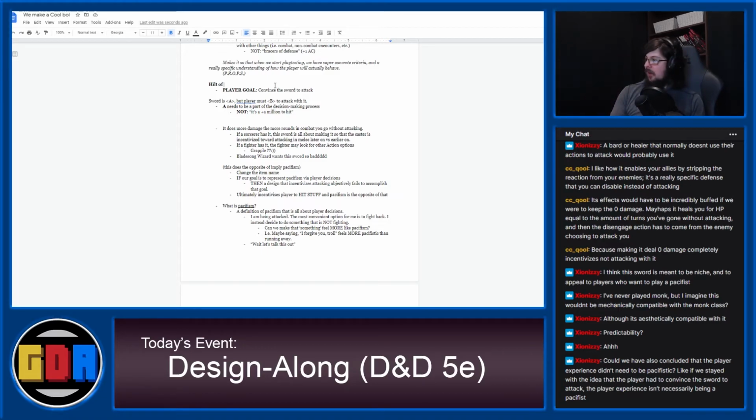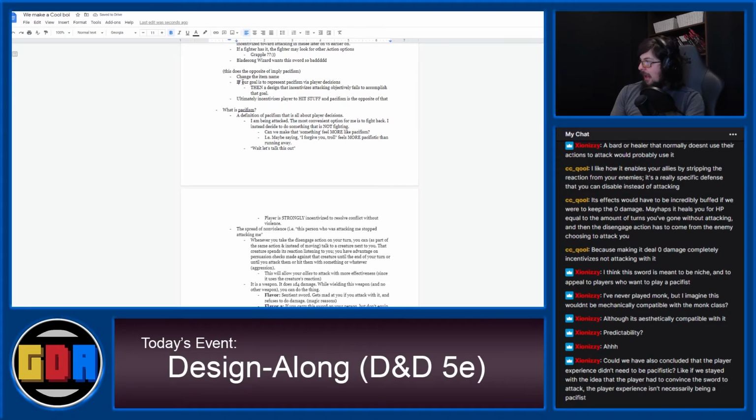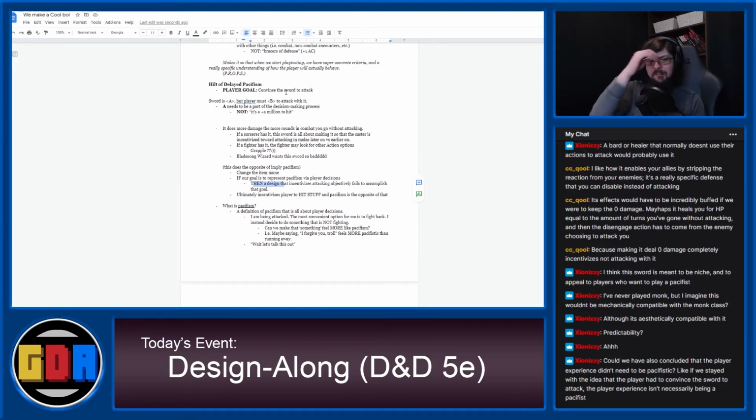But of course, if we go back down to this statement about how if our goal is to represent pacifism via player decisions through this magic item, we have objectively failed at that goal. We might be succeeding at another goal, but we've objectively failed at this goal. And then we just decided, based mainly because of the goal of the stream, that it probably made more sense to go with the thing that was a little bit more restricted, a little bit harder, because it's easy to just change the name of something, right?